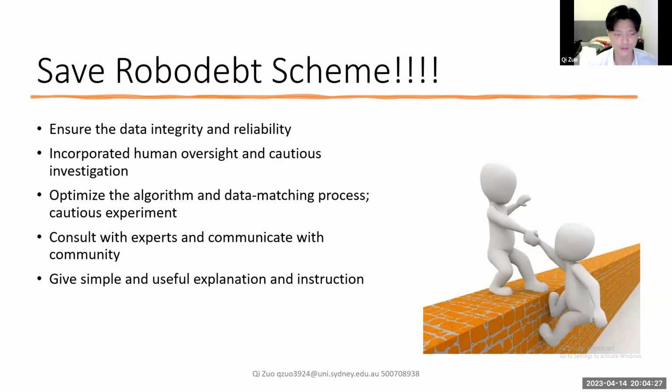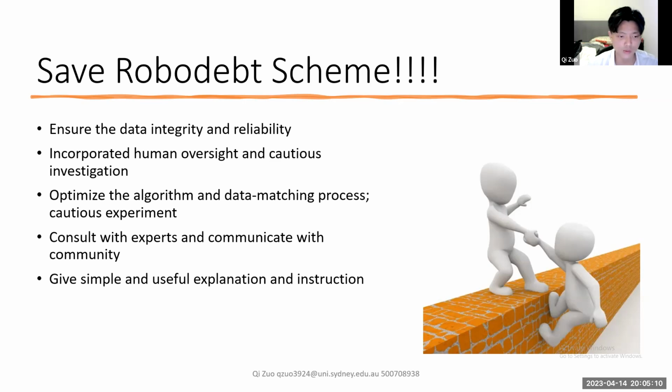So how do we address the Robodebt scheme? This is really important and necessary for the Australian government to deal with, because the consequence of the Robodebt implementation was a lot of financial hardship and economic loss. The first thing, in my perspective, is that we need to ensure data integrity and reliability, and make sure the data is relevant and useful for the whole algorithm of the scheme. We also need to incorporate more human oversight and cautious investigation in the whole process.